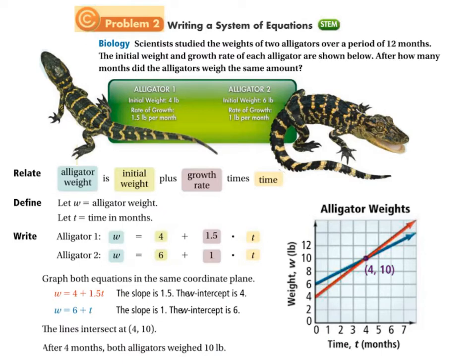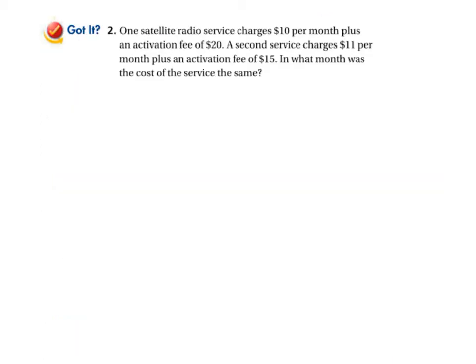Okay? You're going to do a problem on the next slide, your got it problem. Okay, so this one is your got it problem. One satellite radio service charges $10 per month plus an activation fee of $20. That means at the start, you're going to have this initial cost of $20. The second service charges $11 per month plus an activation fee of $15. In what month was the cost of the service the same?